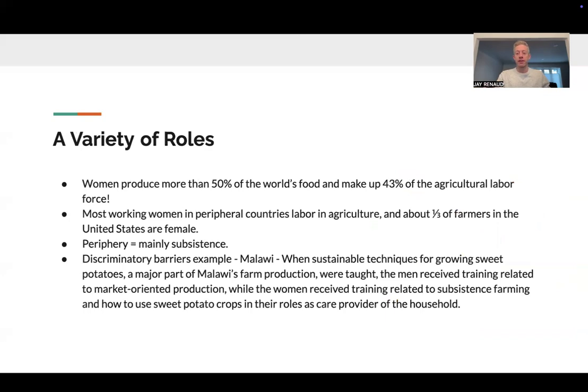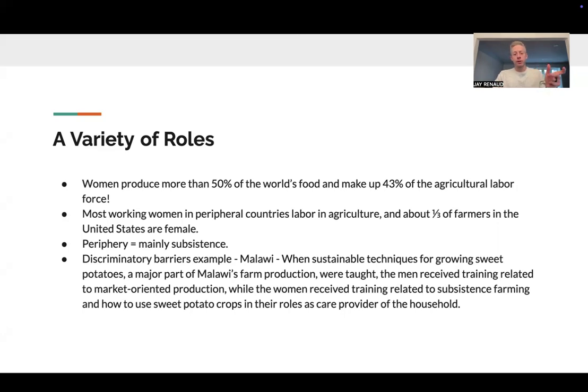Women produce 50% of the world's food and make up 43% of the labor force, which is awesome. In peripheral countries, it's mainly subsistence, growing the food just to feed their family with little to no technology. And when you have little to no technology, you're working a large percent of the day to grow that food to feed your family.